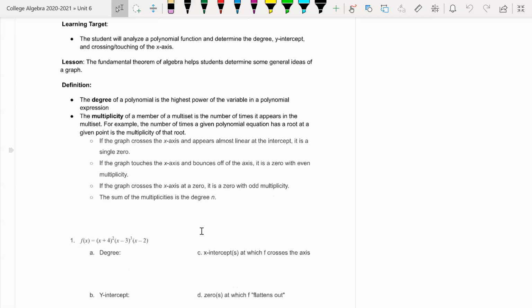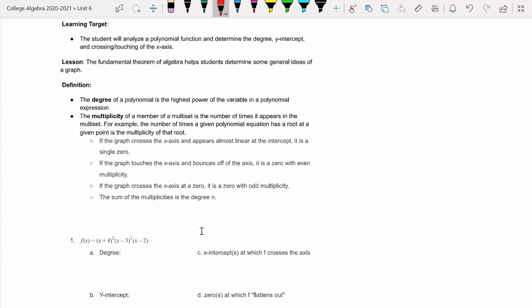If the graph crosses the x-axis and appears almost linear at the intercept, it is a single zero. If the graph touches the x-axis and bounces off the x-axis, it is a zero with an even multiplicity. If the graph crosses the x-axis at 0, it is a 0 with an odd multiplicity. The sum of the multiplicities is the degree n. So we talk about degree being the highest exponent. So you're going to see this on the Hawks.